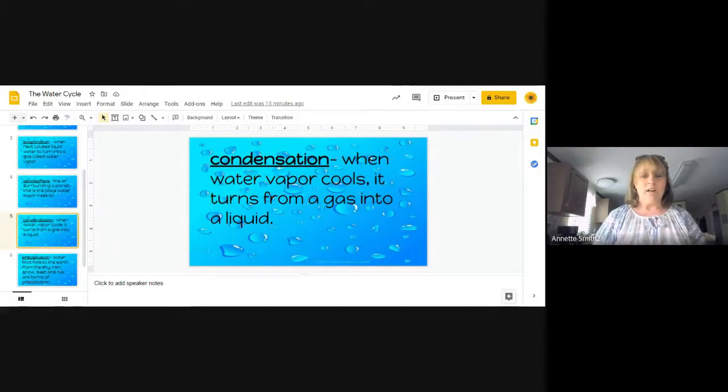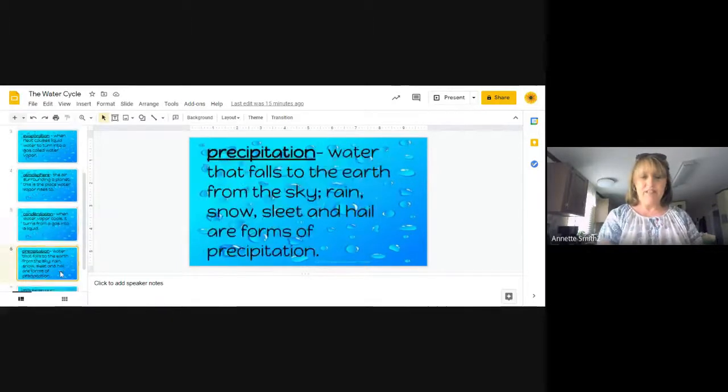Condensation. When water vapor cools, it turns from a gas into a liquid. Precipitation, that's a really big word, right? Precipitation, water that falls to the earth from the sky. Rain, snow, sleet, and hail are forms of precipitation.